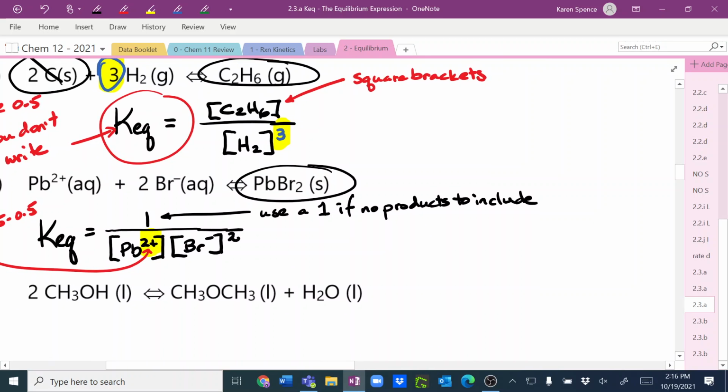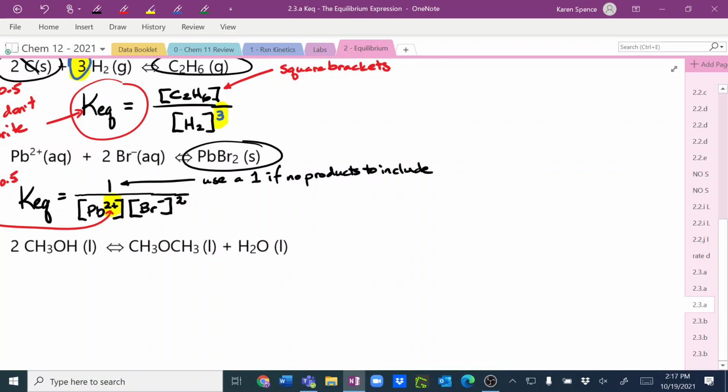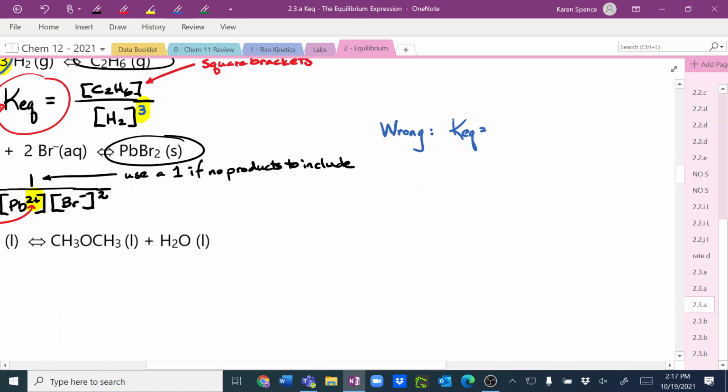Now, I'm also going to show you something else that you could do wrong. Okay? It would be wrong if I wrote KEQ is equal to 1 over Pb 2 plus times concentration of 2 Br minus squared. Never put the coefficient in the brackets. It always goes to the exponent.